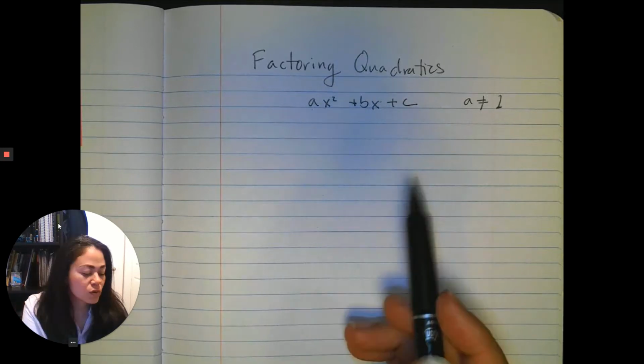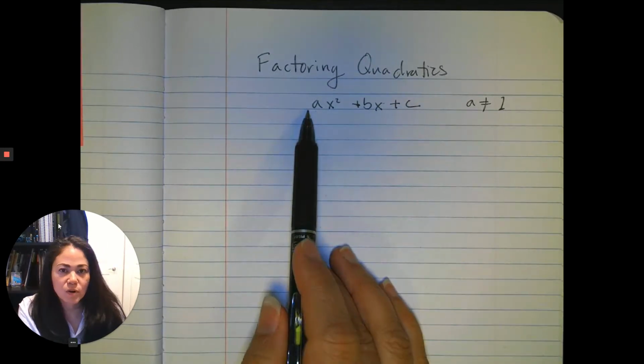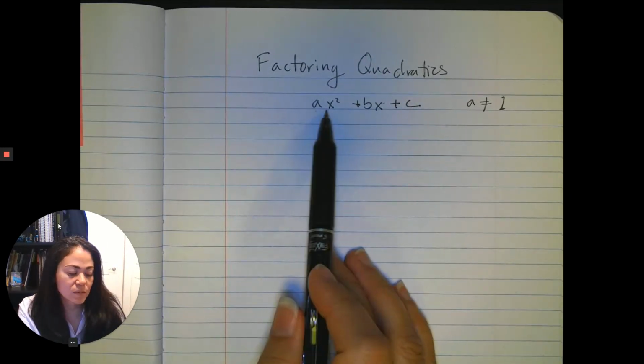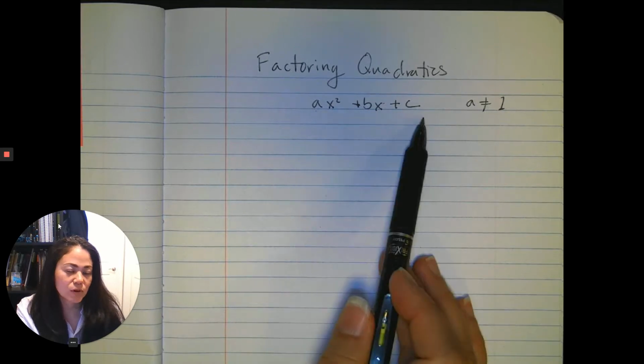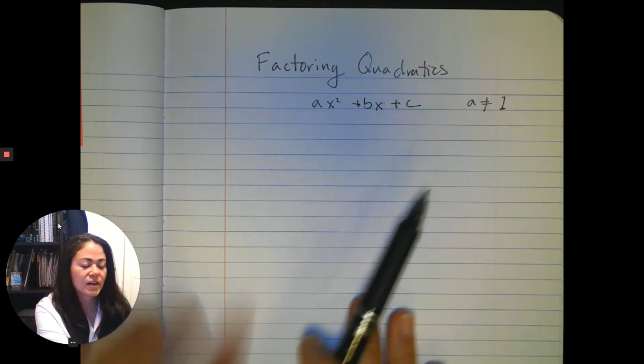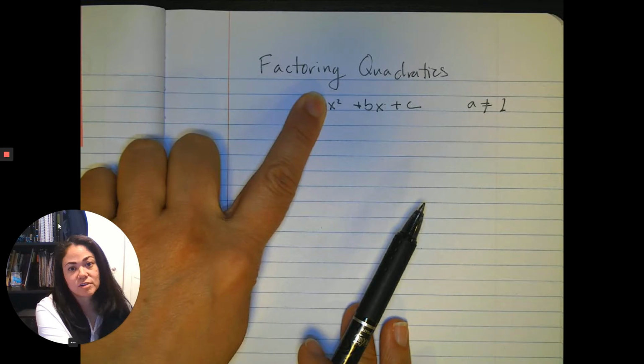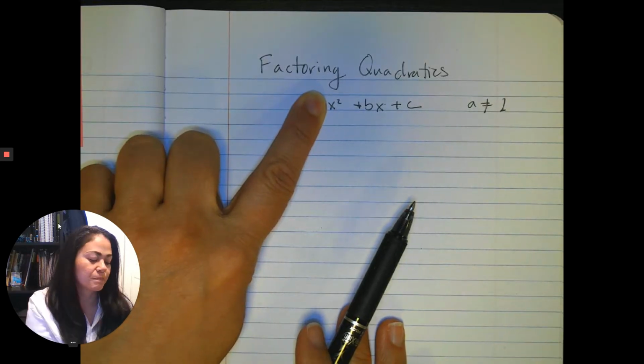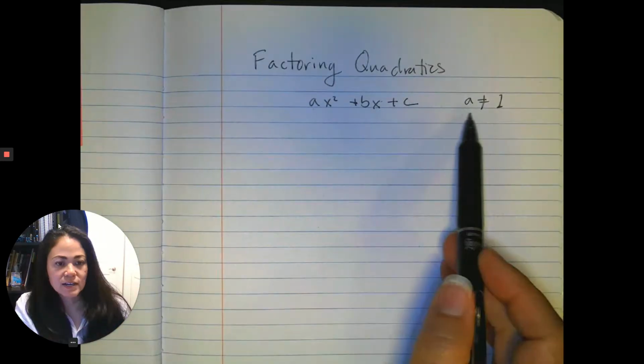So here we now are going to write our quadratic in the form ax squared plus bx plus c. Previously, we just didn't have that a because it was 1, so we can just leave it like that. And here I'm going to note that a does not equal 1 in the cases that we're going to look at.